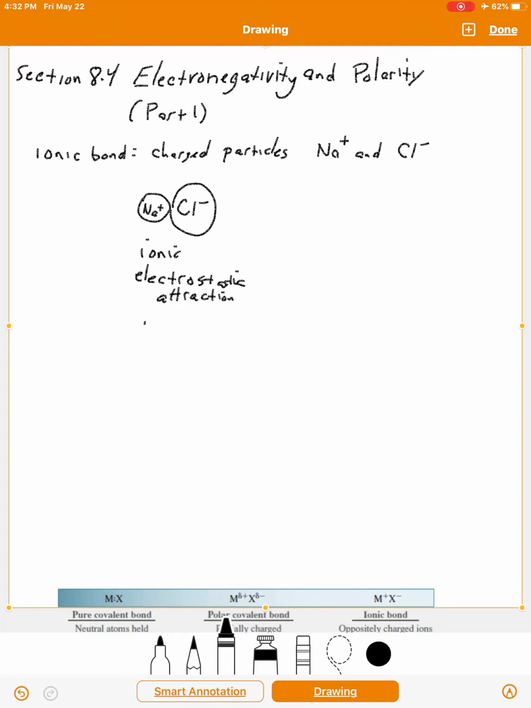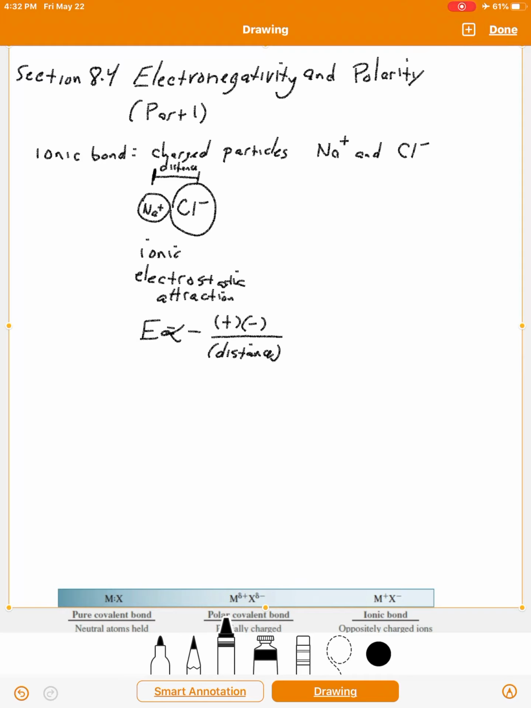And if you recall, we said that the energy of attraction is proportional to the negative of the amount of positive charge times the amount of negative charge divided by the distance between those charges. So this would be the distance here. I'm measuring from the center of each ion. Okay? That's what we would call an ionic bond.